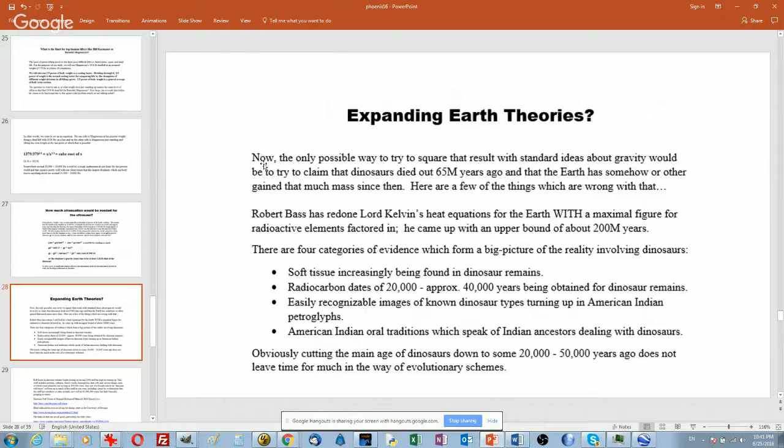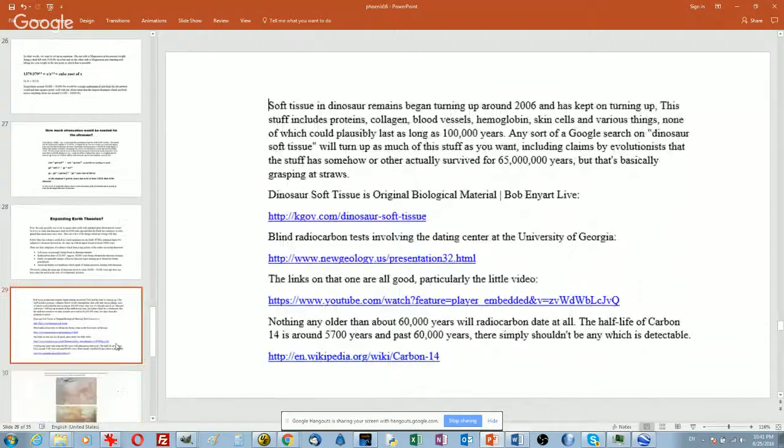You've got easily recognizable images of known dinosaur types turning up in American Indian petroglyphs. You've got American Indian oral traditions that speak of Indian ancestors having to deal with dinosaurs on a fairly regular basis. Cutting the main age of dinosaurs down to some 20 to 50,000 years does not leave time for any sort of an evolutionary scheme, and it doesn't leave time for expanding Earth theories.